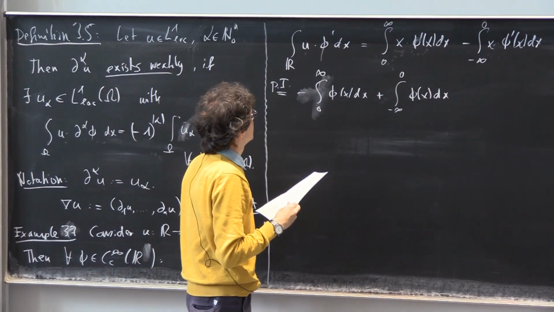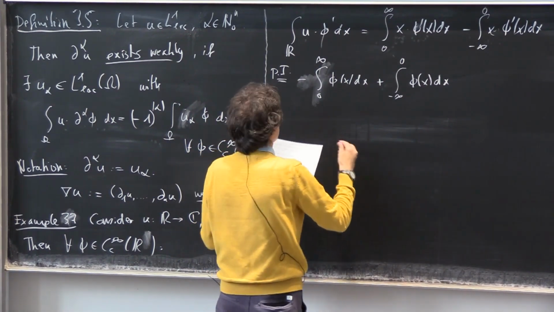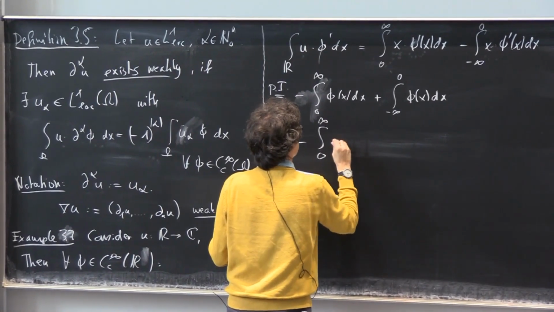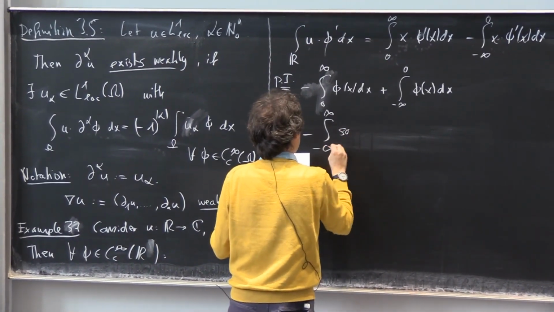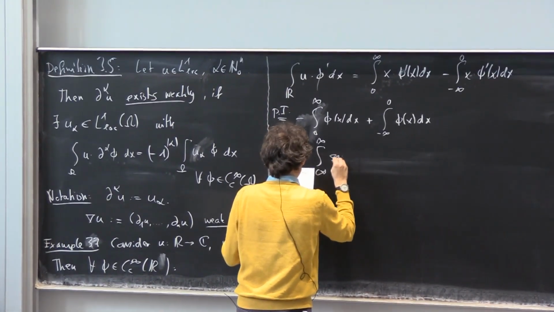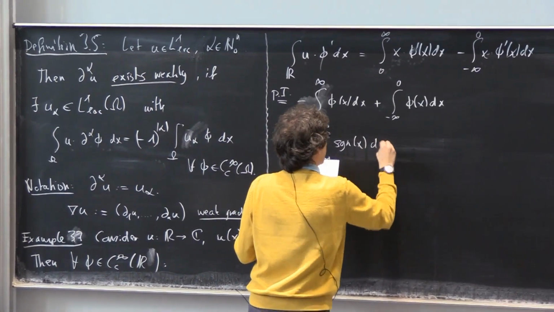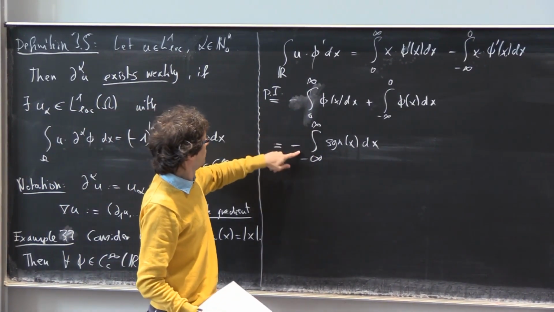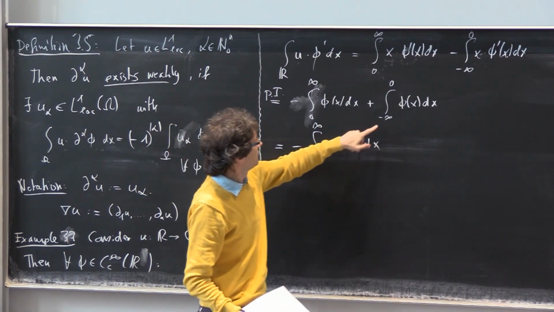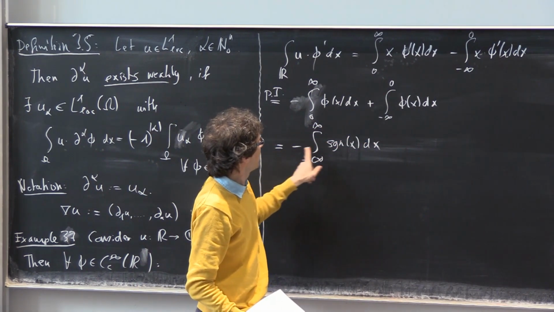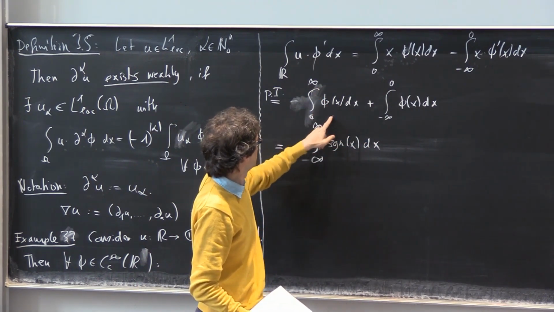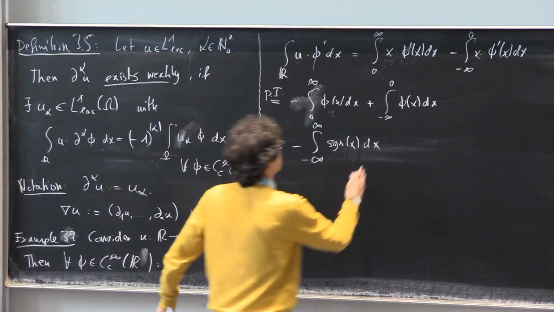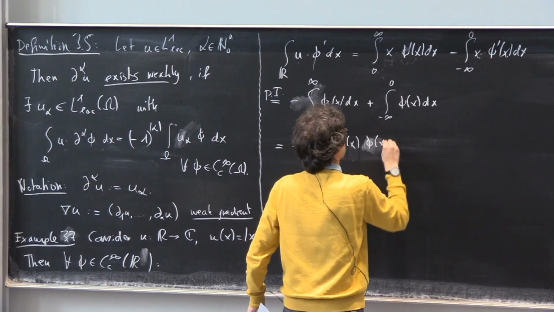Okay, so what is this? This is minus the integral from 0 to infinity, minus the integral from minus infinity to infinity of the sine function of x dx. So minus sine from minus infinity to infinity, the sine function is a minus sign, and from 0 to infinity, the sine function is a plus sign. Okay, this works. Sine of x, phi of x dx.